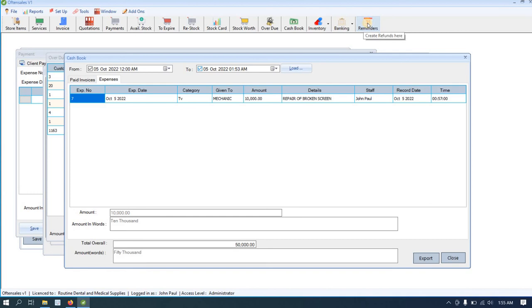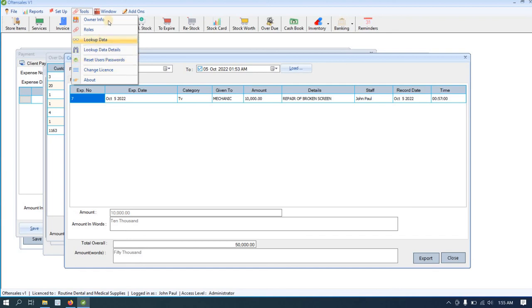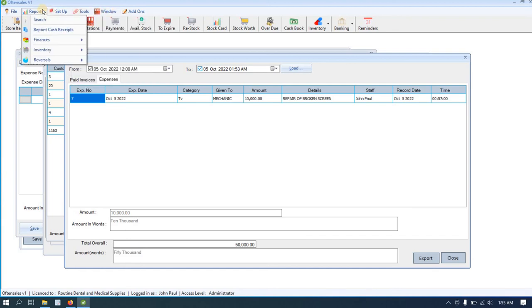So basically these are reminders in case you need to do something, you just log it there. And under setup is where we add our staff, users, suppliers and customers. Then under tools is basically roles, resetting any person's password, and then reports.